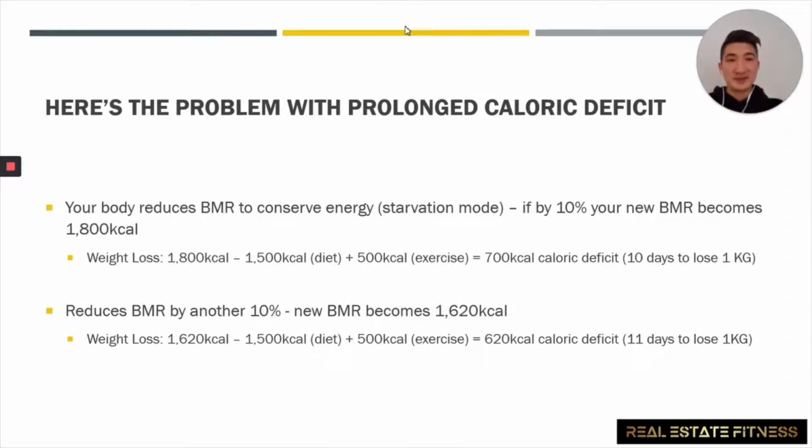And the problem is, if you continue this, your body is going to keep adjusting your BMR, and it'll probably drop by another 10%. So your new BMR becomes 1,620. And then if you continue doing the same thing, your caloric deficit drops down to about 600, which means it's going to take you about 11 and a half days to lose the same 1 kilogram. So you're following?